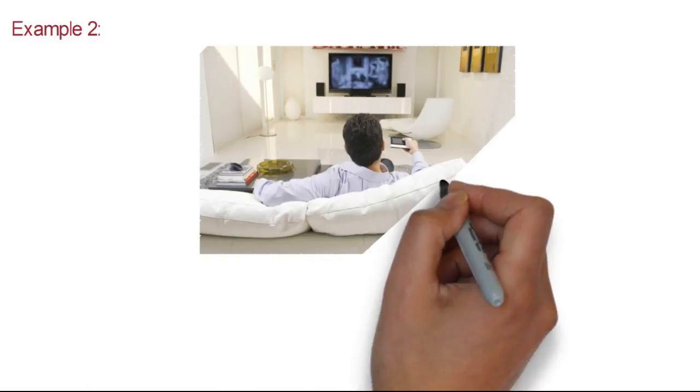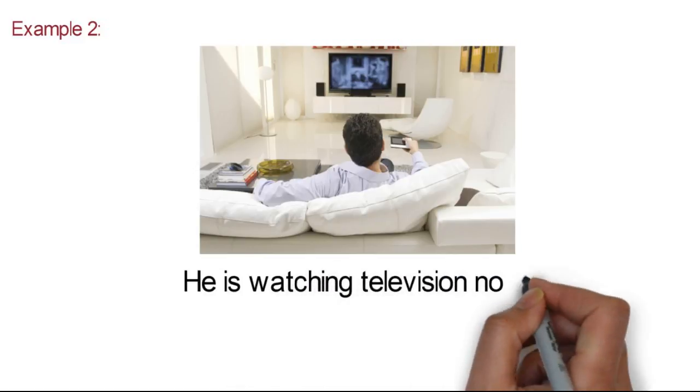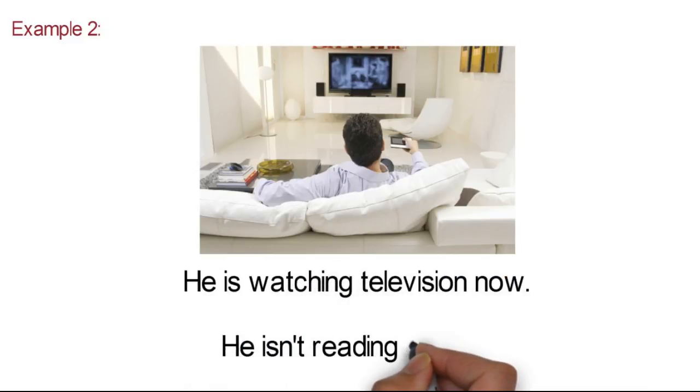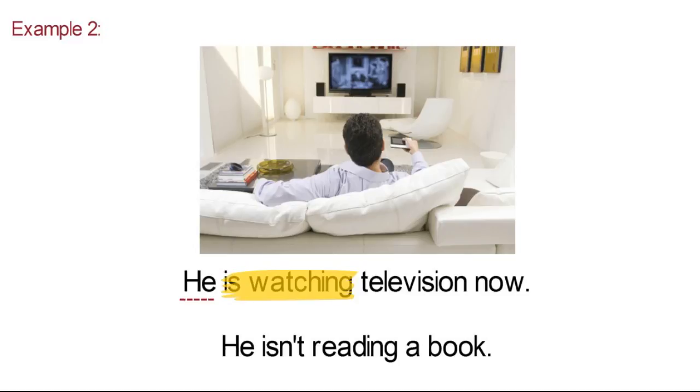Example 2. He is watching television now. He isn't reading a book. In example 2, the subject of the first sentence is he, and the verb is is watching. The subject of the second sentence is he, and the verb is isn't reading. Remember, he, she, and it use is or isn't as a helping verb.